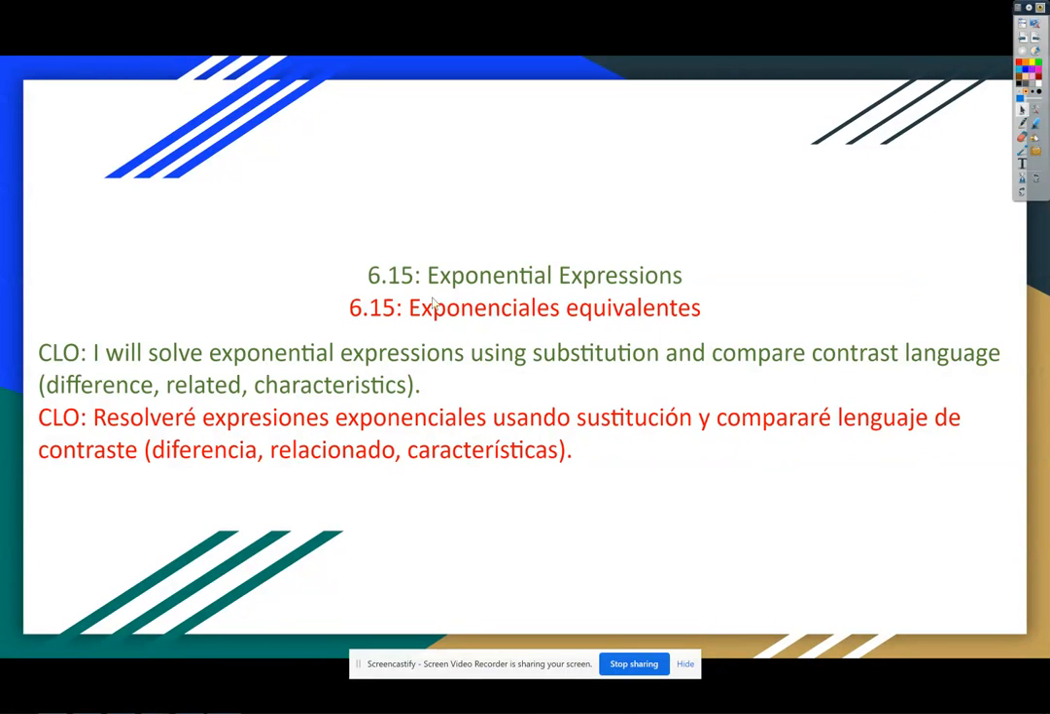Today in math, we're doing a lesson on exponents. So here is our objective. We're mostly going to be solving expressions with exponents. That's our main goal for today.